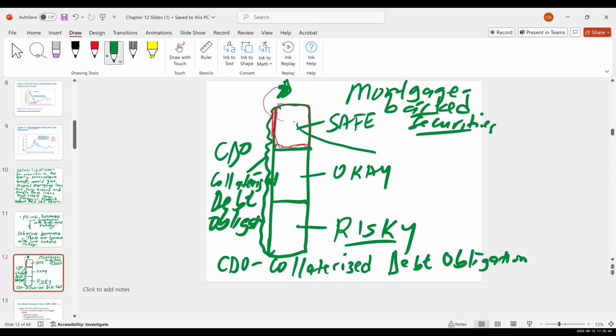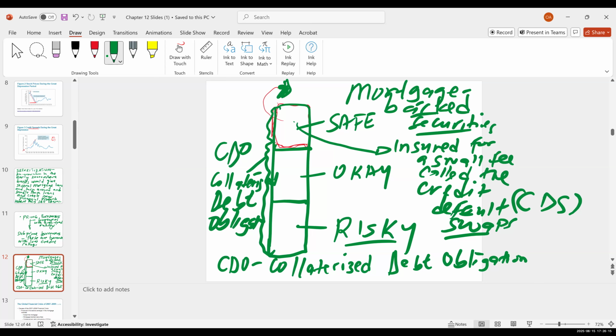So the top slice is going to be insured for a small fee called the credit default swaps, or CDS. Okay, and companies like American Insurance Group, AIG, were the insurance companies providing this insurance against those securities. Meaning that if I invested in those securities and somehow it loses value, I would get compensated because it's insured. Okay, so that's the whole essence.